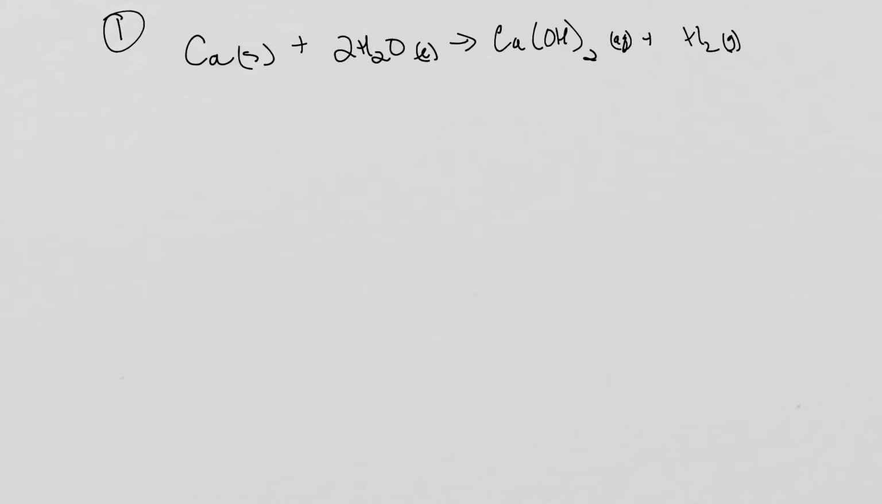So first thing is to use our rules, right? So calcium is a metal, an element, right? So it's going to get an oxidation state of 0. If we go over here to the water, so if we remember in compounds that hydrogen is going to be a positive 1 and oxygen is a negative 2.